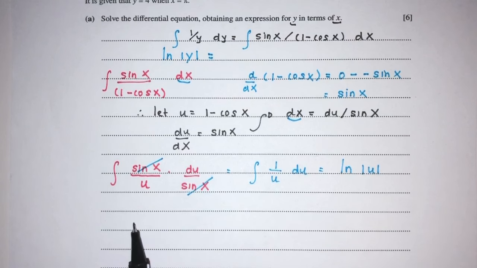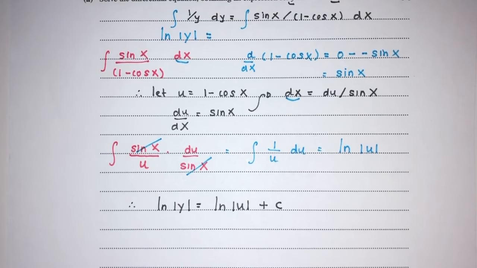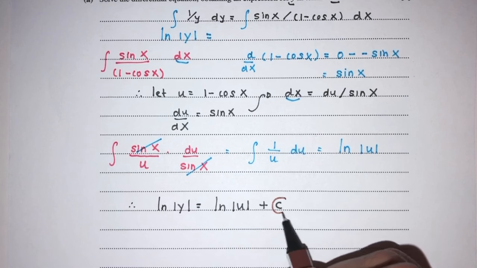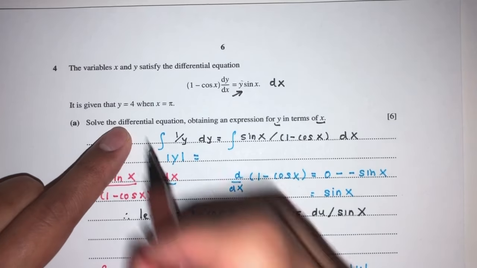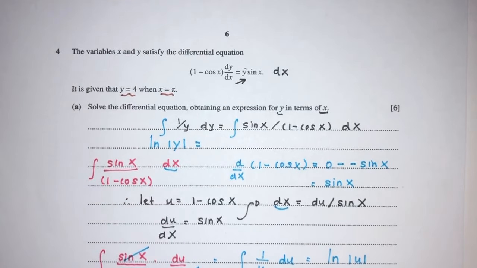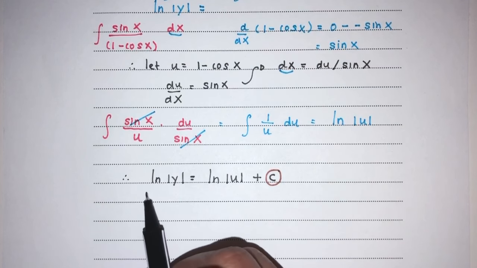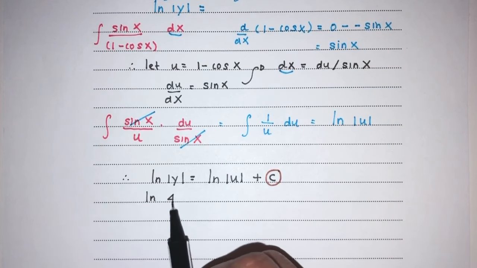So in the main equation right now, we have what? On the left hand side, we have ln of y is equal to ln of u plus c for the constant of integration. Now we have to find this value of c. Of course, we have to use the given values right here. So there's always a reason why they give you something. We have to use them. That's the main thing we have to know. So here you have what? Ln y is equal to 4.